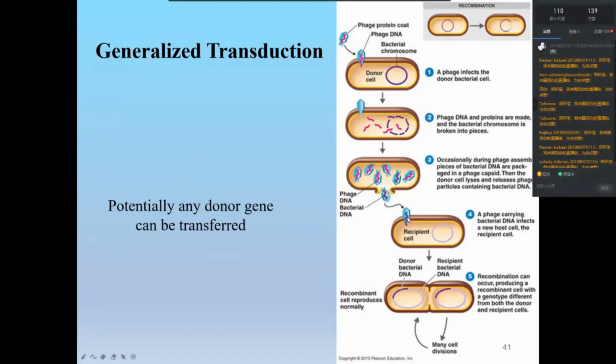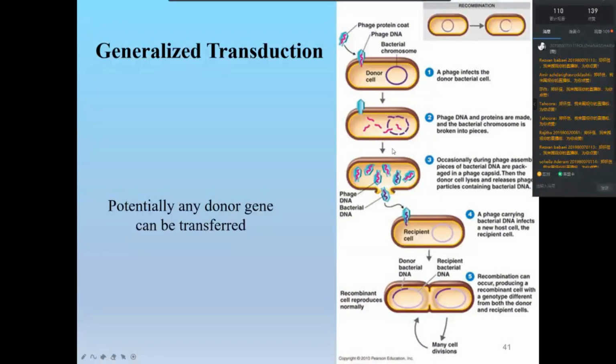And this DNA can recombine. This DNA fragment can recombine into the recipient chromosome, like this, right? Now, the recipient cell will carry the donor DNA, like this, and replicate with it. So this procedure we call generalized transduction.